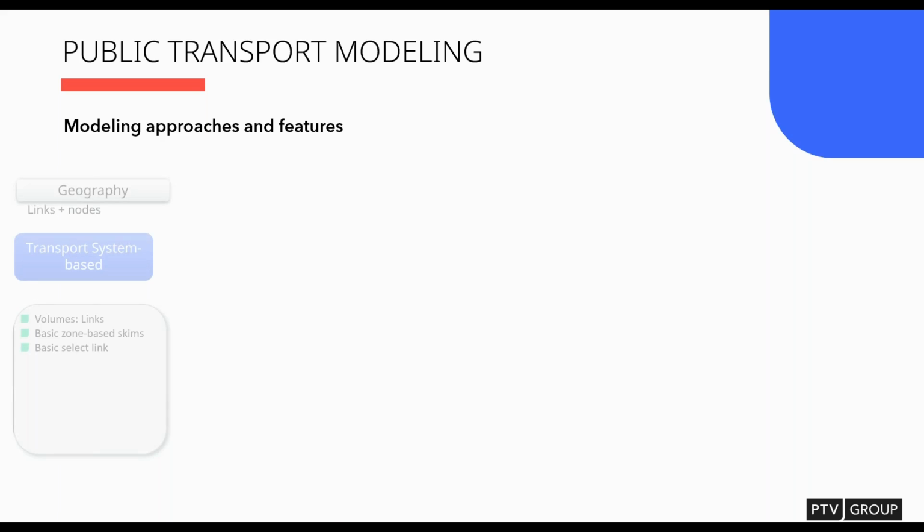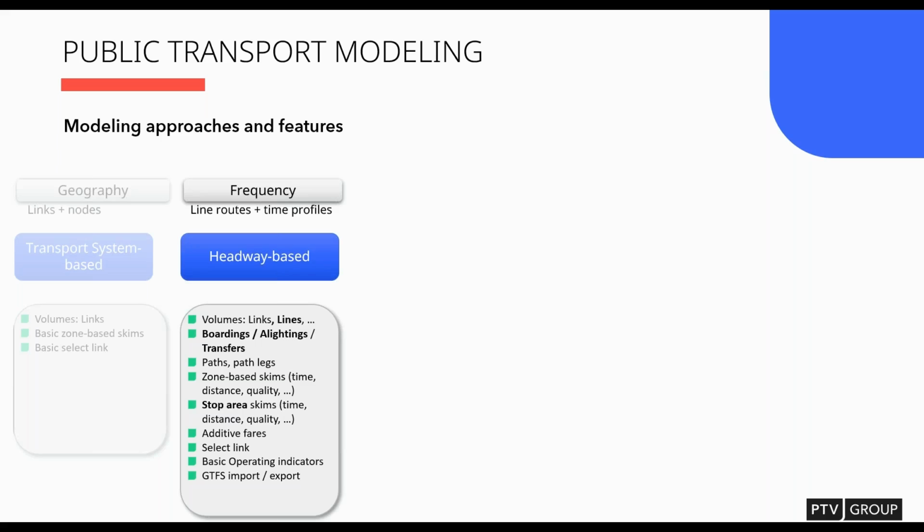The first one, and the reason this is grayed out, we're not going to spend too much time on this, is the transportation system-based or TSYS-based assignment. So this is what you would use basically if you didn't have really any information about the transit network, the lines, timetables, anything like that. So it's a very simple assignment. We typically wouldn't recommend you use this except in really specific situations. This can basically work along with just nodes and links. And you're going to get really basic volumes on your links, basic skimming available, and basic select link analysis.